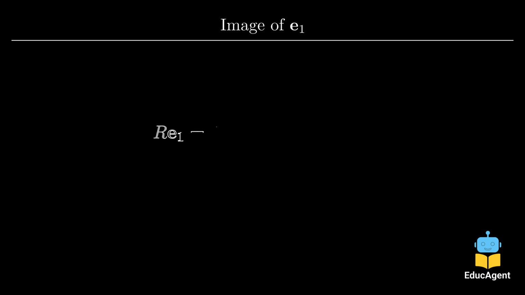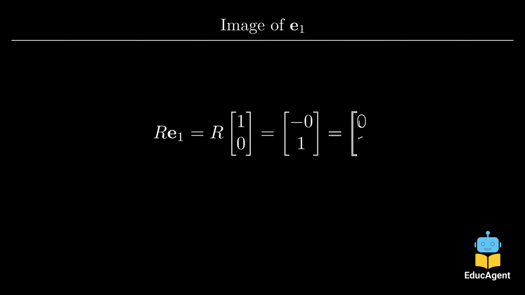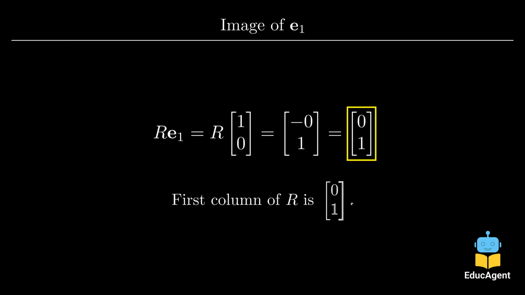Plug in x equals 1, y equals 0. The output is the column vector (0, 1), so the x-axis unit vector rotates onto the positive y-axis. That result becomes column 1 of the matrix.